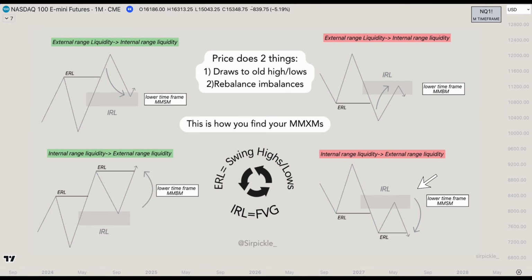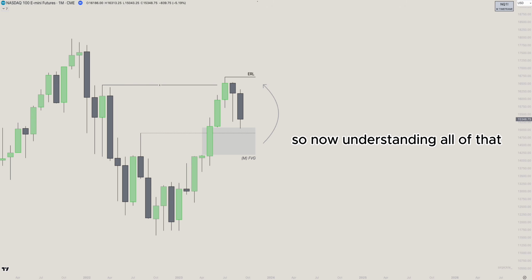Looking at the bottom right, we will find internal to external range liquidity for a bearish scenario. On the lower time frames, you will find your market maker sell models there, and you can look for your short setups to play towards external range liquidity as the target and look for short trades within this sell side of that curve. So now, understanding all of that, let's dive into some examples.